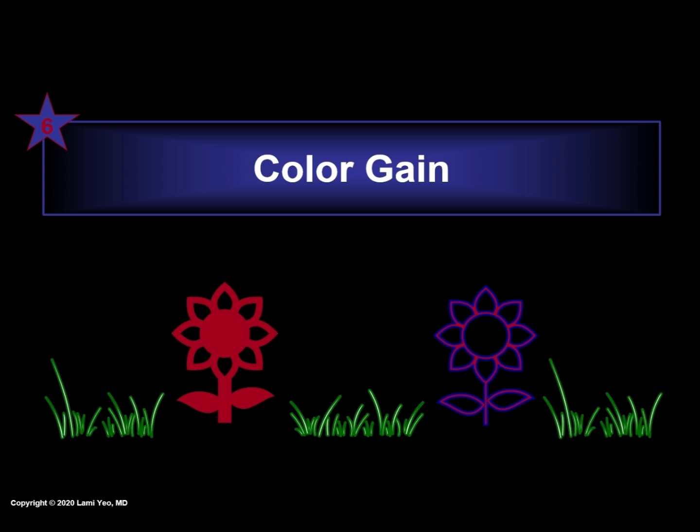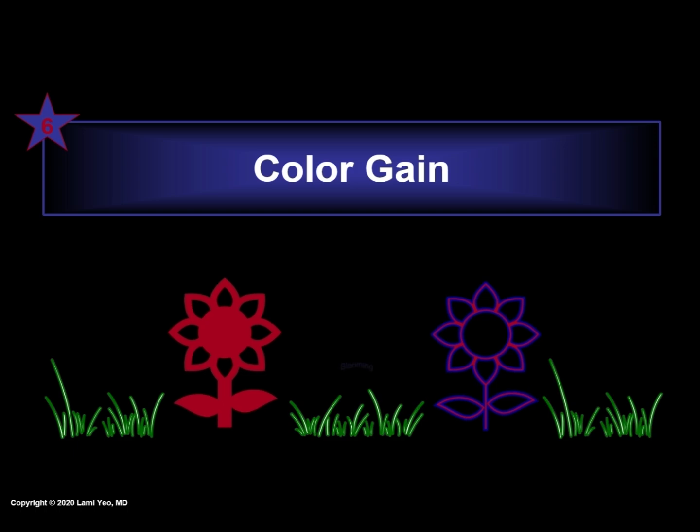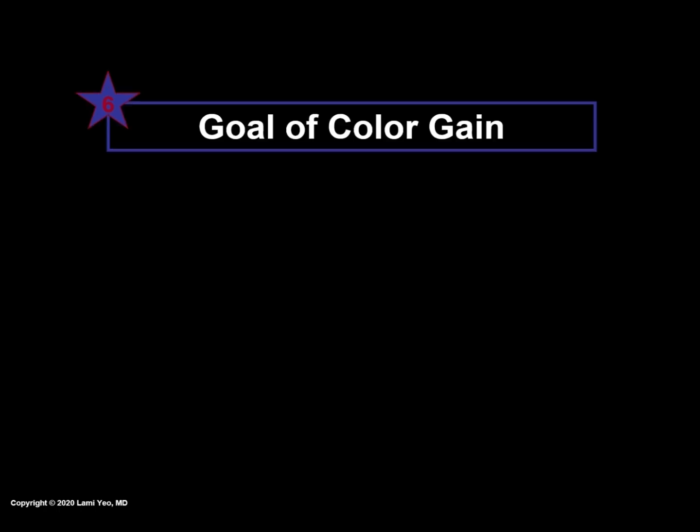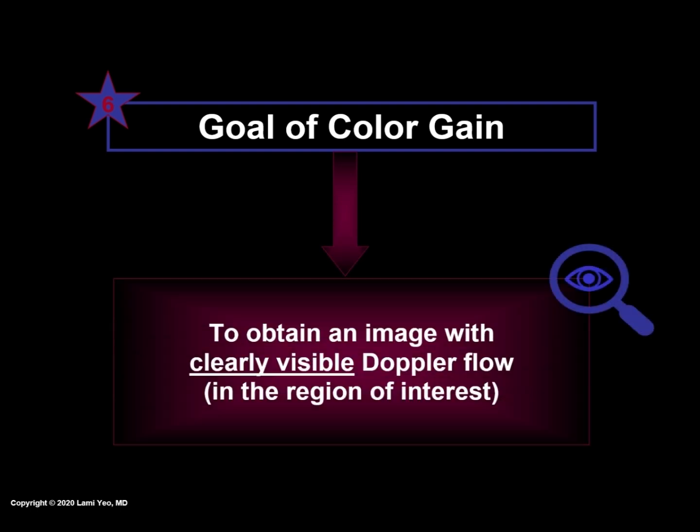The next setting to review is gain. Color gain is the amplification of Doppler signals in a color Doppler ultrasound image. This setting controls the amplitude of the color display in color or power Doppler mode. We will show some examples of color gain along with the artifact known as blooming. What is the goal of color gain? To obtain an image with clearly visible Doppler flow in the region of interest.